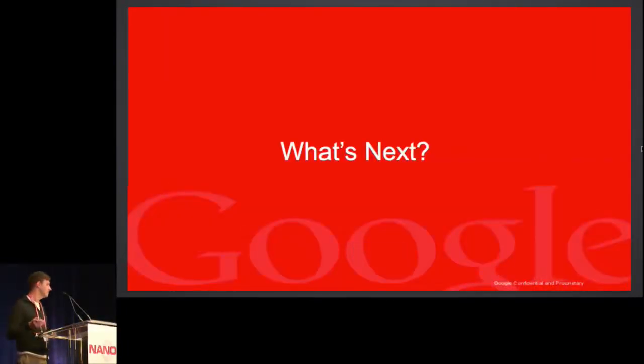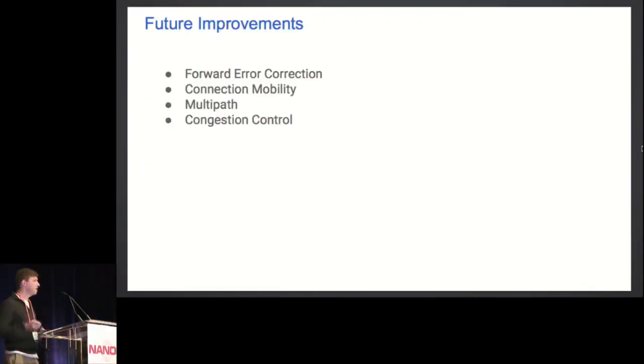So what's next? Coming in the future, many people have asked, when are we going to do forward error correction? And the answer is, well, we're experimenting with it, but making it work really, really well is hard. Connection mobility: there's a lot of interest in migrating from cell to Wi-Fi and back and forth, and we're starting to work on that now as well. Multipath is a natural follow-on to that, particularly for mobile devices. And more improvements in congestion control.